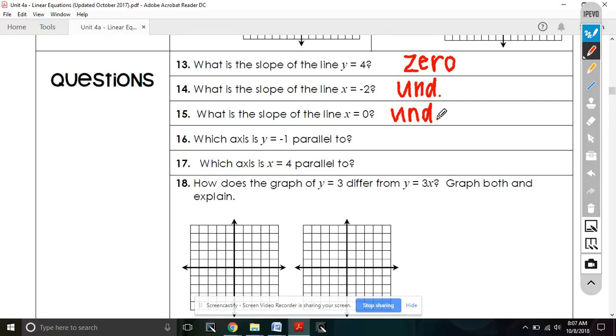So, which axis is y equals -1 parallel to? Well, y equals -1 is a horizontal line, so it's going to be parallel to your x-axis. All right. Which axis is x equals 4 parallel to? Well, x equals 4 is a vertical line. It's going to be parallel to the y-axis.